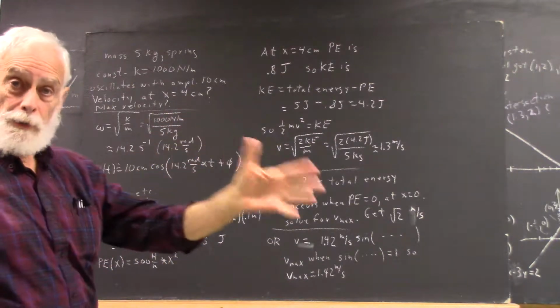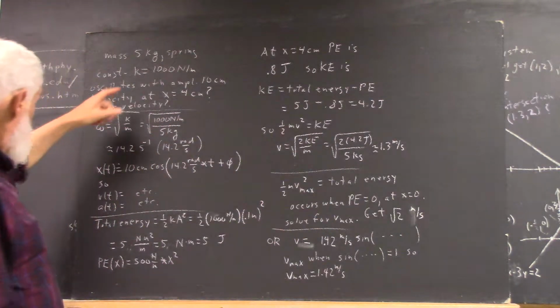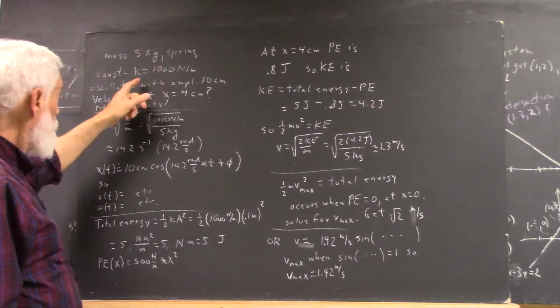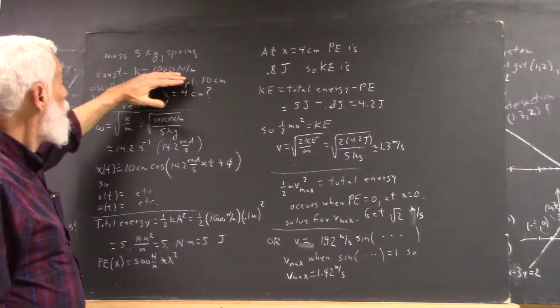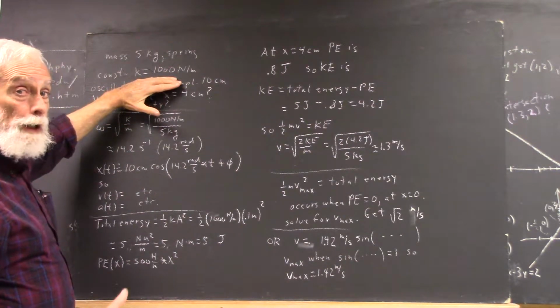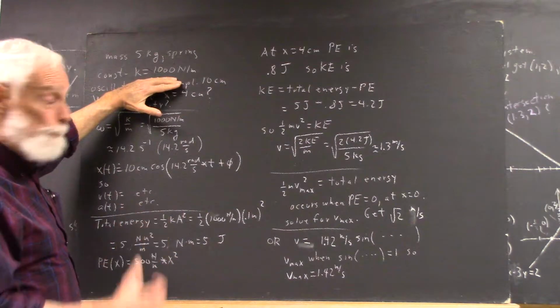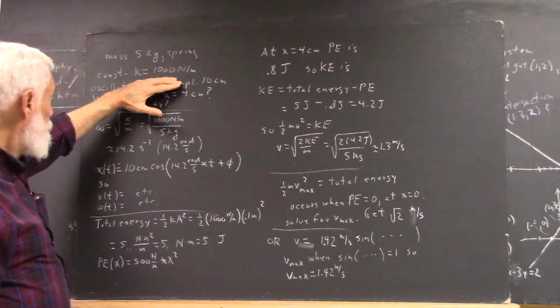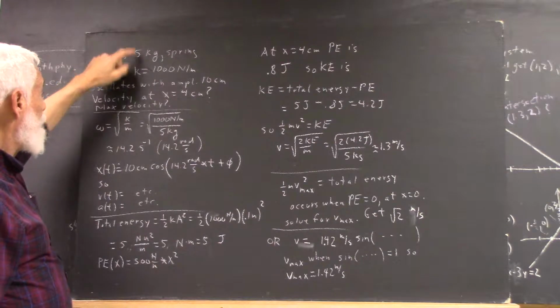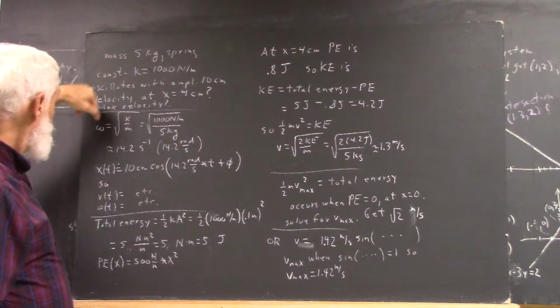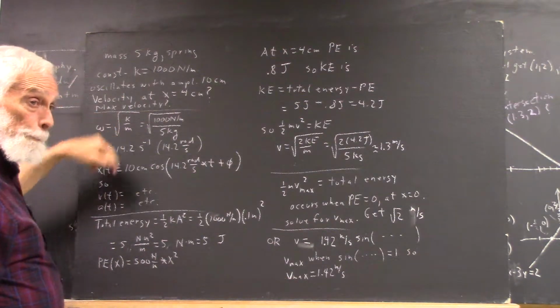Now my recommendation here is that as soon as you see mass of 5 kilograms and spring constant 1,000 newtons per meter, you ask yourself, can I put those two together to get anything really, really important? And the answer is darn right. That's K and that's M. We get omega equals square root of K over M.